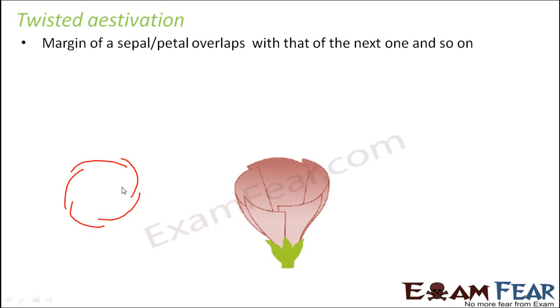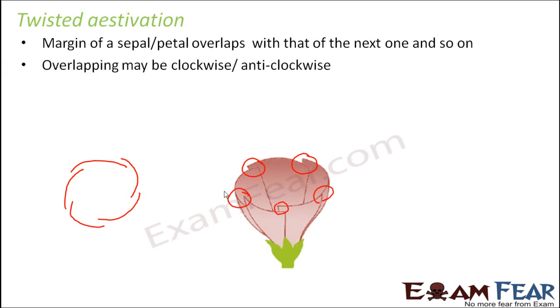Here also you can see the same thing. See, this is one petal, this is the next one, so there is a portion of overlap. Again, this is here, this is here, so there will be a region of overlap. Again, there is a region of overlap. So there are regions of overlap between any two petals or sepals. Now this overlapping can be clockwise or anti-clockwise. It can be this way as I have shown here, or it can also be like this, you have it here and then like this, and then this way.